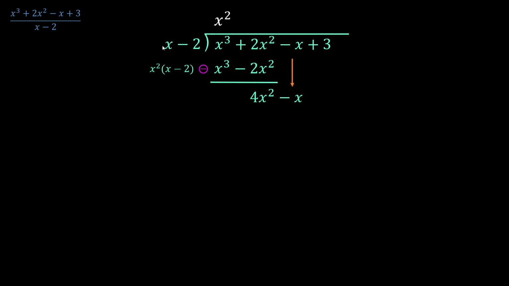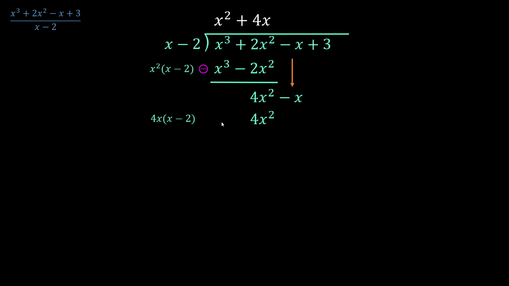What do I need to multiply this x by to get to 4x squared? Well, I need to multiply it by 4x, don't I? So 4x times x would equal 4x squared. Perfect. So I'm going to write those two numbers here, 4x and x take 2. So 4x times x is 4x squared.